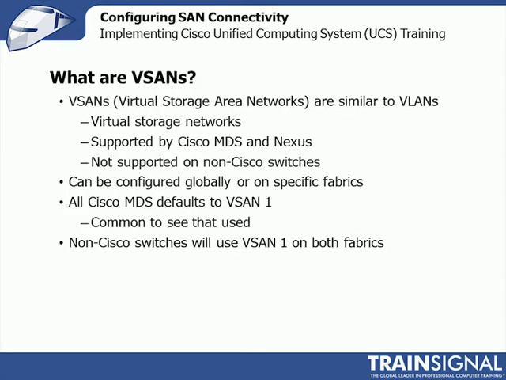I keep saying VSANs, and now I finally have a slide on VSANs. So VSANs are virtual storage area networks, very similar to VLANs. They're supported by Cisco MDS and Nexus only, not supported on non-Cisco switches. Non-Cisco switches, we just assume are VSAN 1. And honestly, with Cisco switches, we almost always see people just do VSAN 1. So if you're not using VSANs, everything defaults to 1. If you're using a third-party switch, we also default to 1.